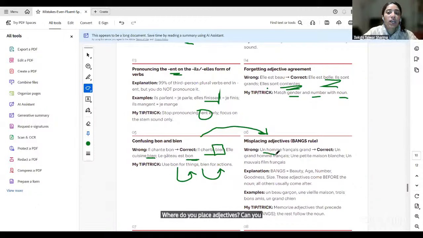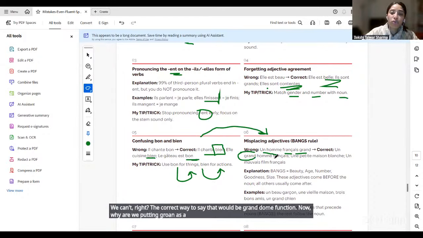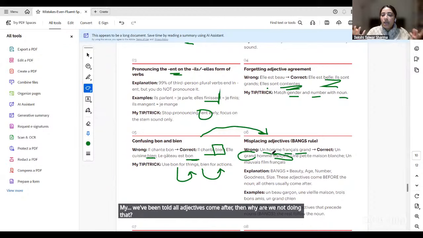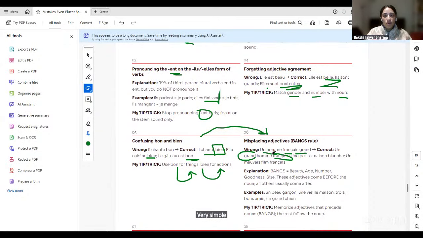Which also brings me to a connecting point, which is: where do you place adjectives? Can you ever say un homme français grand? We can't, right? The correct way to say that would be un grand homme français. Now, why are we putting grand as an adjective before and français as an adjective later? Why, when we've been told all adjectives come after, are we not doing that? Very simple. There's the BAGS rule, which talks about beauty, age, number, goodness, and size. Whenever you have these five adjectives, they will come before your noun.